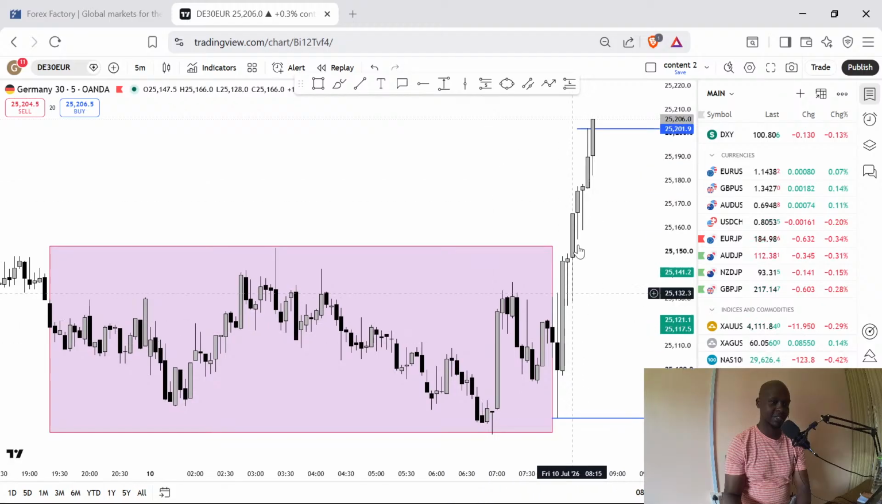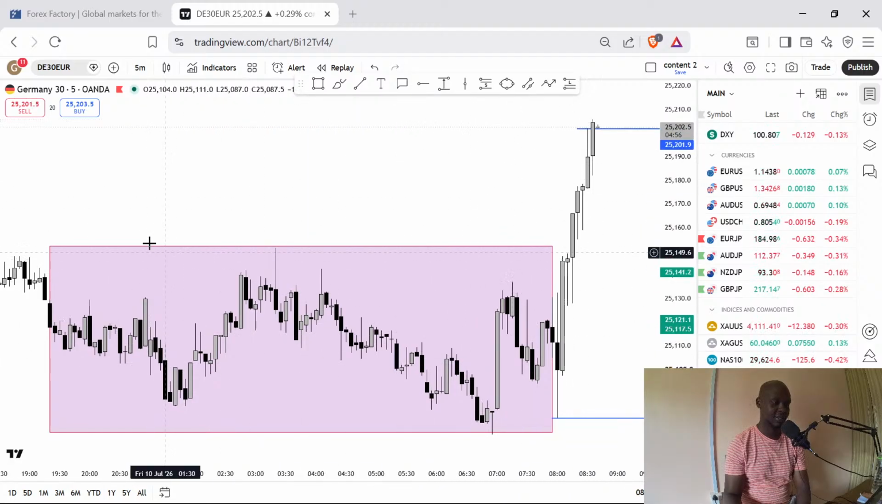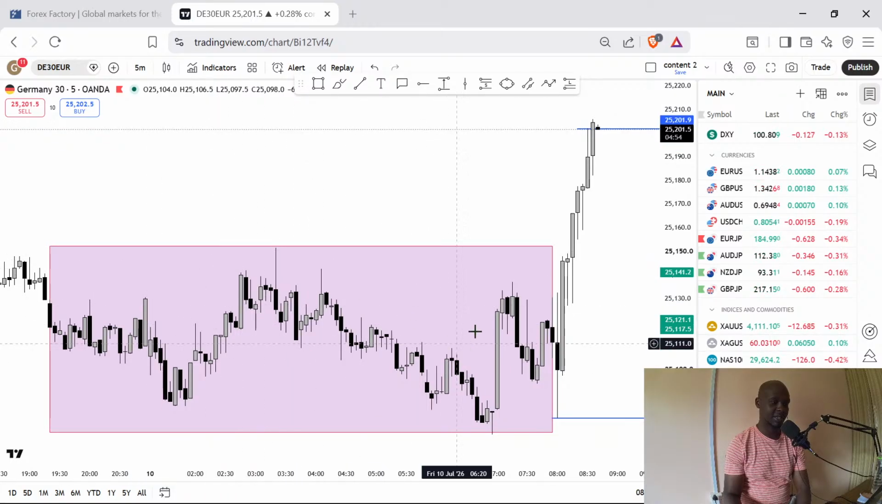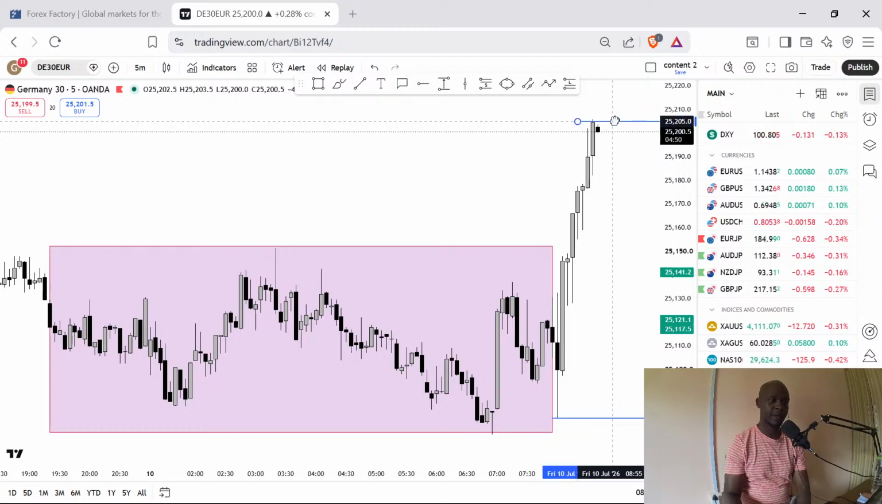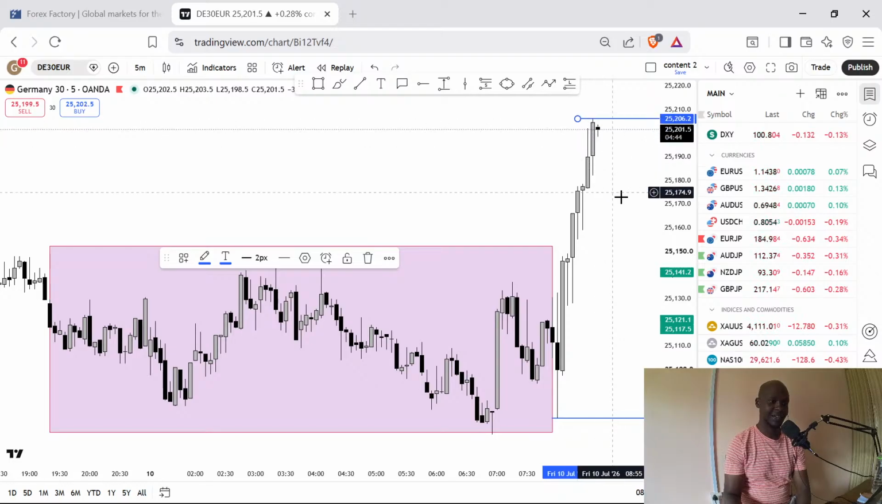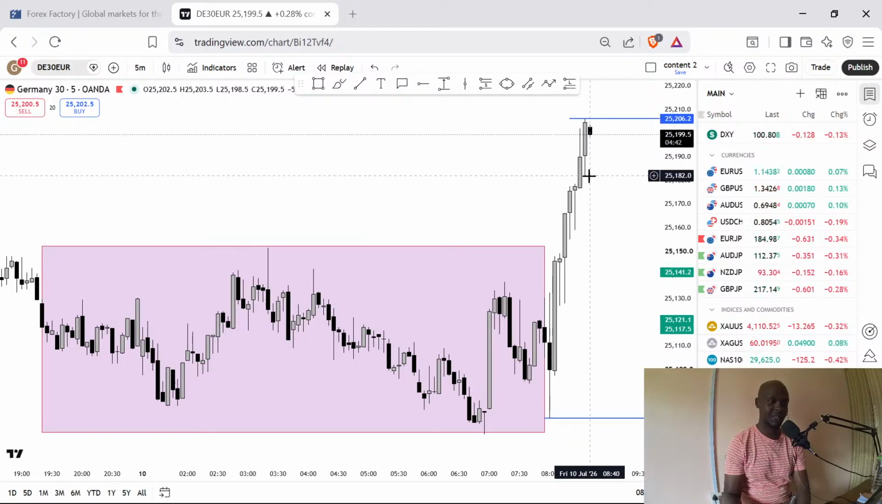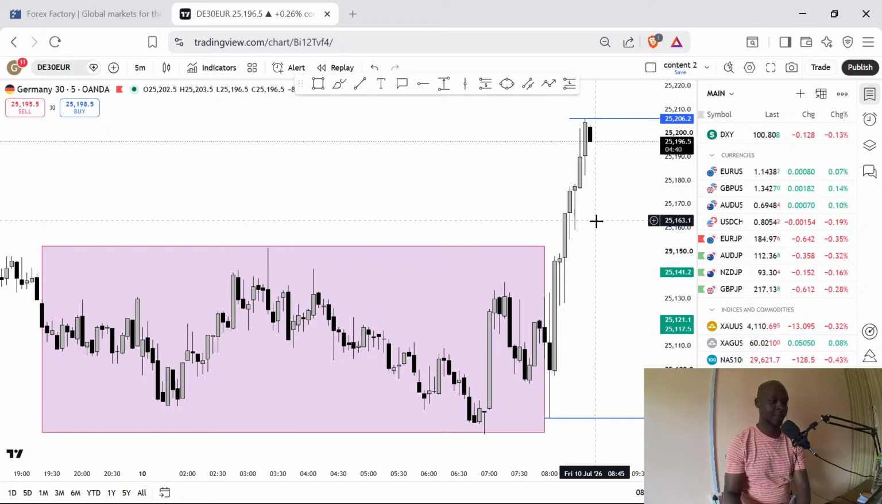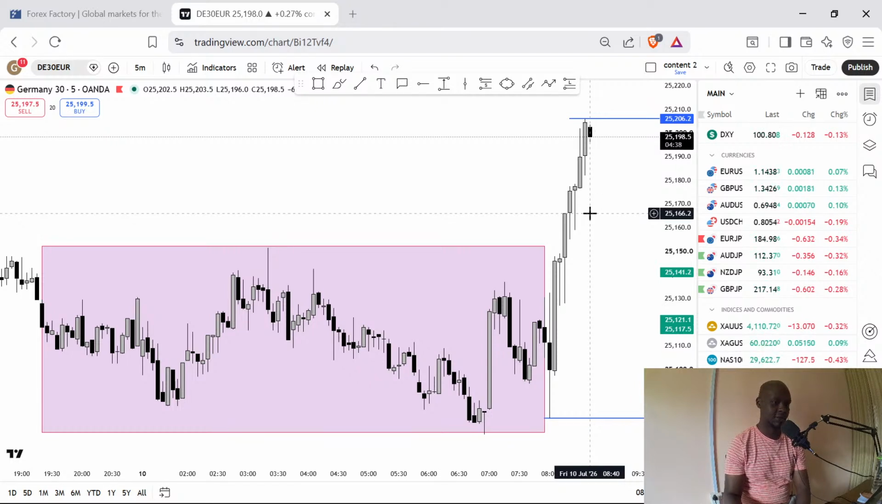You can just see the strength in the buyers in this push to the upside, taking us completely outside of the consolidation area. So this is the high right now. If this candle closes below the high of this candle, as I've said before, this will be the start of our counter trend move. But let's wait and see how it is going to close.